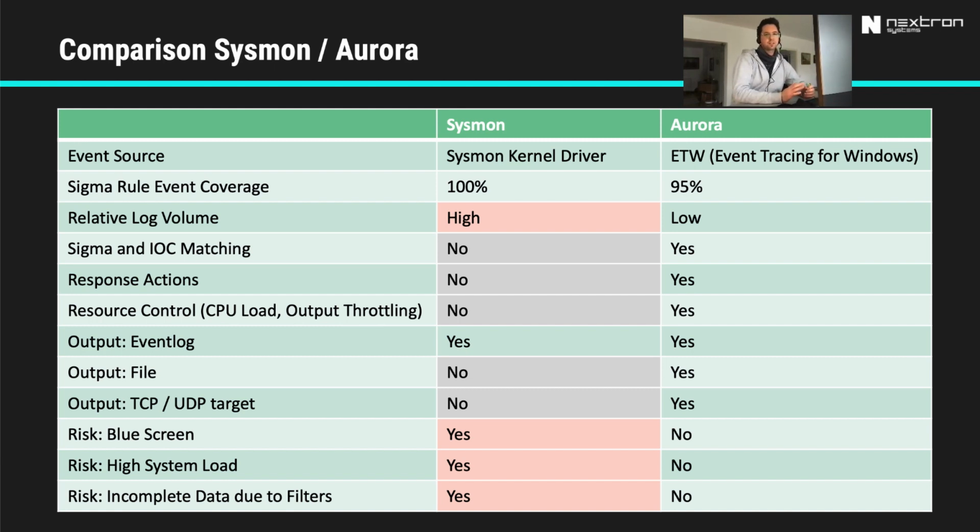So this showed us that it's not an error, it's just that you missed out certain events that should be logged. We don't have that problem with Aurora, because when you use a new Sigma rule in Aurora, you directly match it on the ETW events, and you have no filtering instance in between, like a Sysmon config.